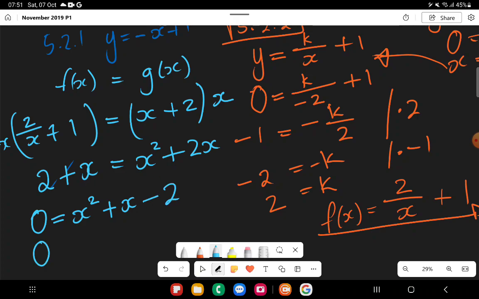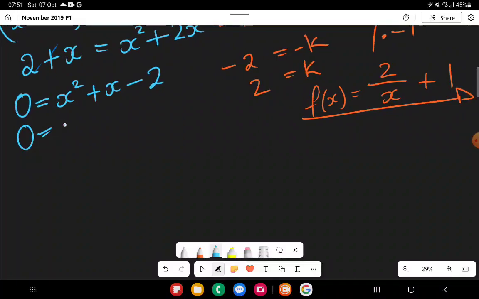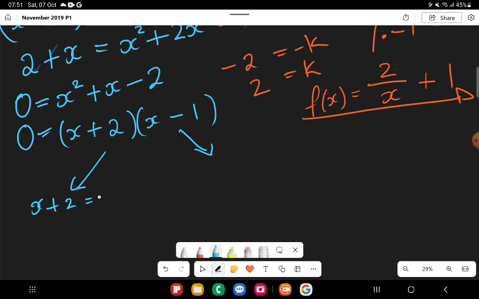Now I solve for the quadratic. I'm going to have x and x. The only factors of 2 I have are 2 and 1. And I want positive 1 in the middle. So 2 minus 1 gives me 1. Having done that, I can solve for x in two fashions. I can say x plus 2 equals 0, or x minus 1 equals 0.